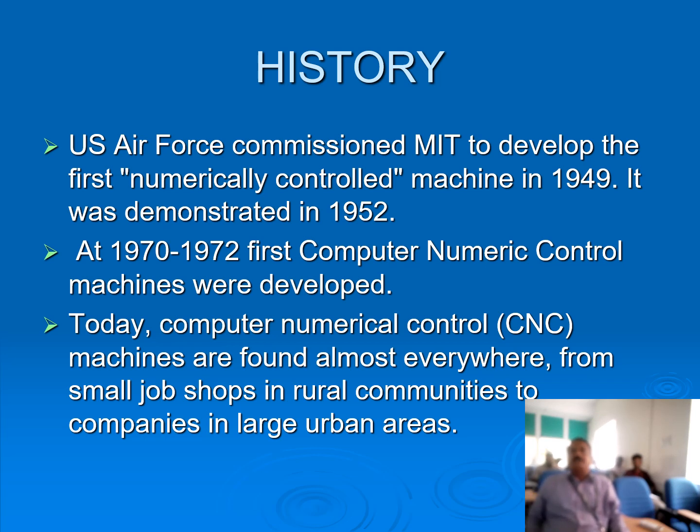To look back into the history of this CNC technology, the US Air Force commissioned the Massachusetts Institute of Technology to develop the first numerically controlled machine in 1949. It was demonstrated in 1952. In 1970 to 1972, the first computer numeric control machines were developed. Today, computer numerical control machines are found almost everywhere, from small job shops in rural communities to companies in large urban areas.